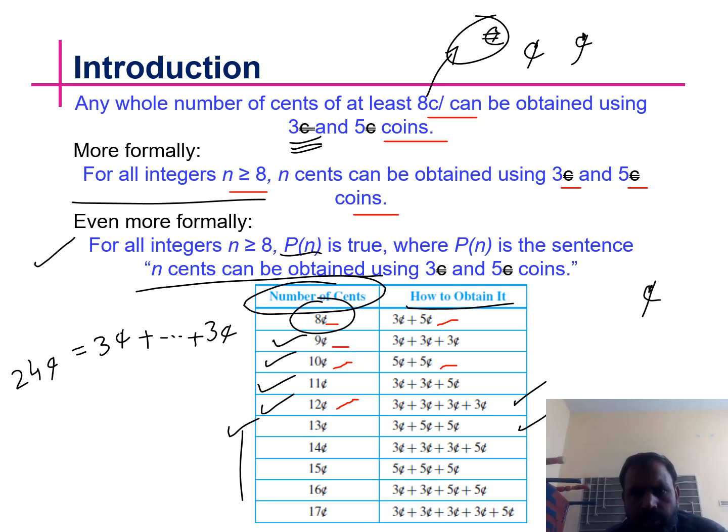Because we have the combinations of 3 and 5 cents only. If we want to obtain 15 cents, then 3 times 5 coins, by adding these we obtain this. And 16 you can obtain by 3 plus 3 plus 5 plus 5. And similarly 17 by 3 plus 3 plus 3 plus 3 plus 5. And if we want to obtain 24 cents, then 3 plus 3 plus 3 up to 8 times.